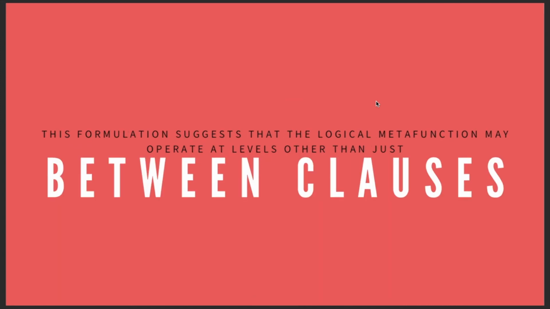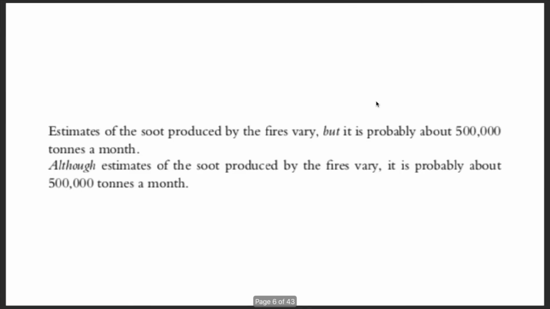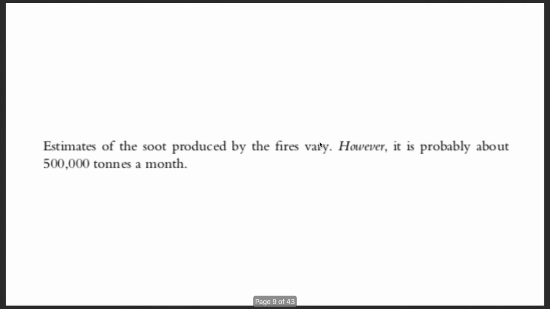So this formulation suggests that logical metafunction may operate at levels other than just between clauses. It means to say we can have separate clauses. We are given an example. Estimates of the soot produced by the farce vary. However, it is probably around 5,000 tons a month. So you see that if we compare that one to the first two examples, they have the same or a parallel meaning in terms of the connector. But you see how the positioning of the linguistic item varies, and therefore it can have a different function when it comes to the theme, rheme, the subject, and even the complement of the sentence.